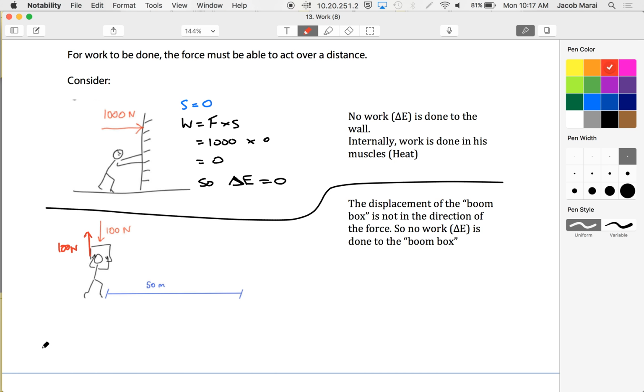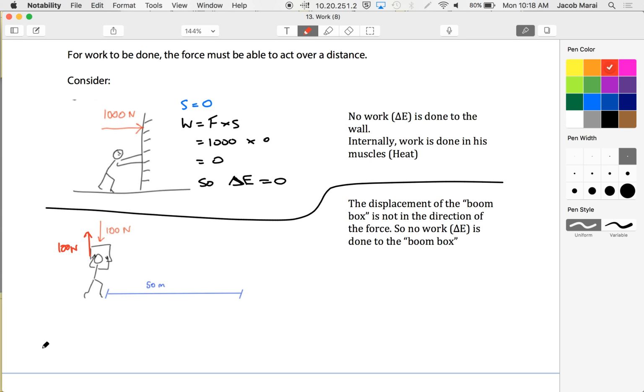The force has to be in the direction of the motion in order to transfer energy. So another question: is this gaining any energy as I'm walking like this? No, it might have a little bit of kinetic energy. It might have a little bit of potential energy because it's mgh, but none of those values are changing. It's not gaining, it's not losing any energy. Okay, so that's another example where no work is done.